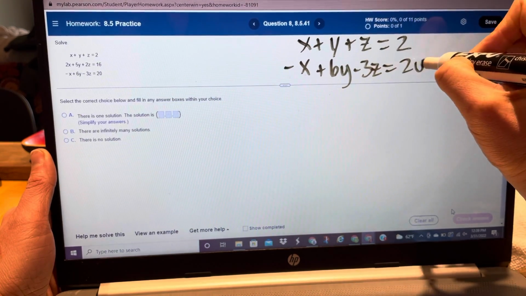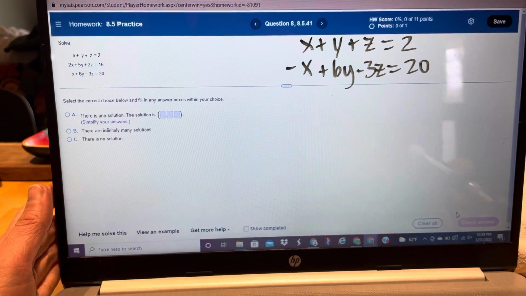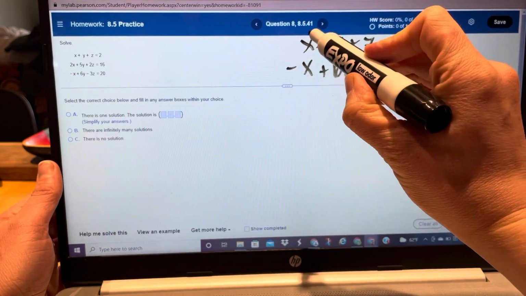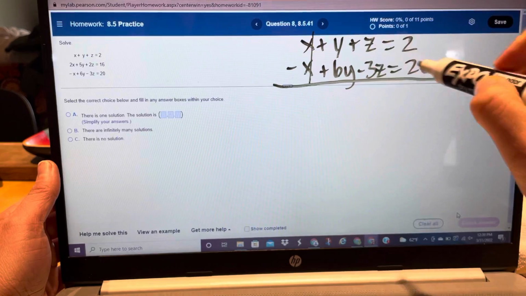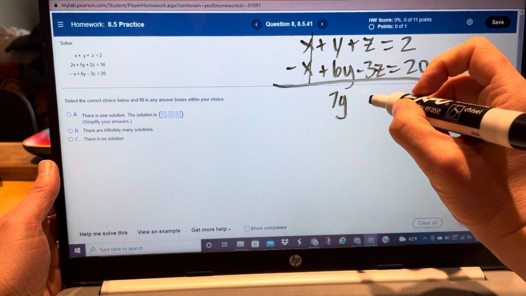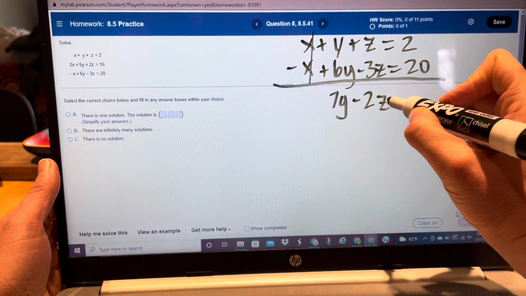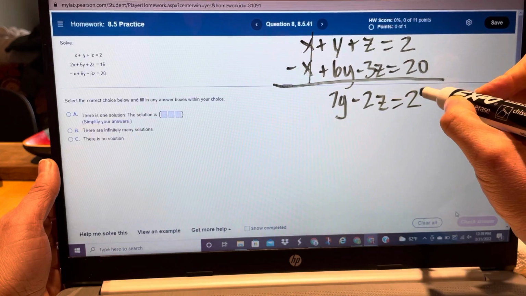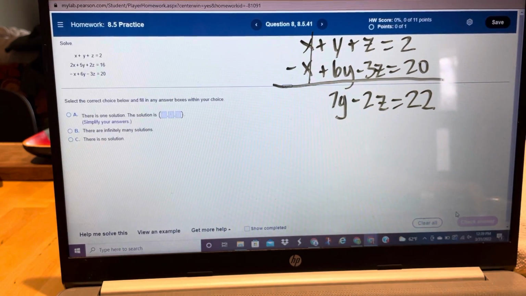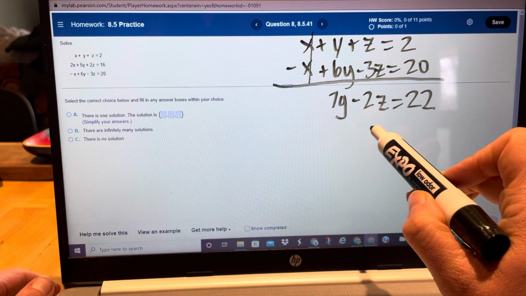So I'm going to use the addition method, or you may have heard it called elimination in the past, to do this. So x minus x cancels out. We have 1y plus, excuse me, 6y is 7y, z minus 3z, negative 2z equals 22. Okay, so now we have a new equation that has just 2 variables.